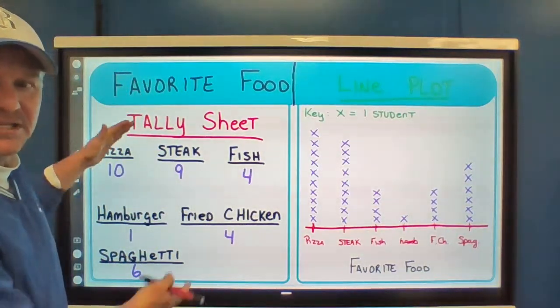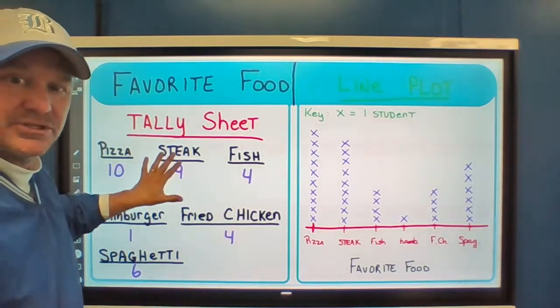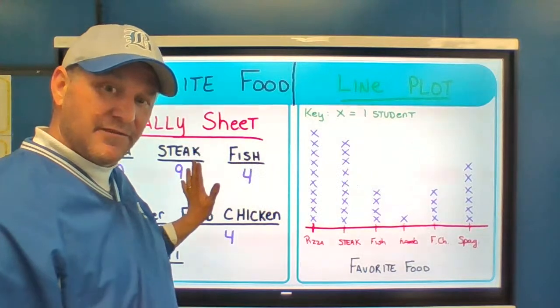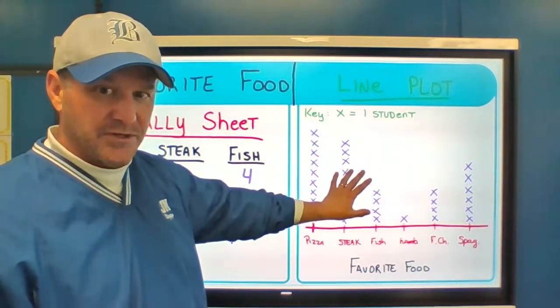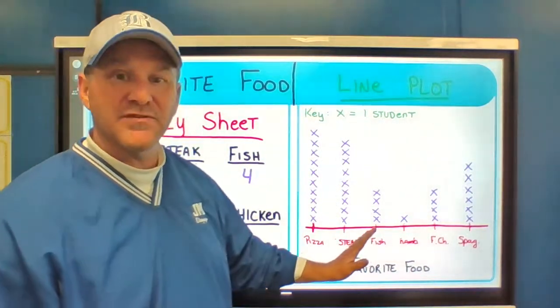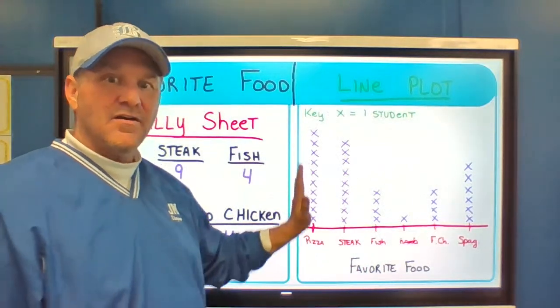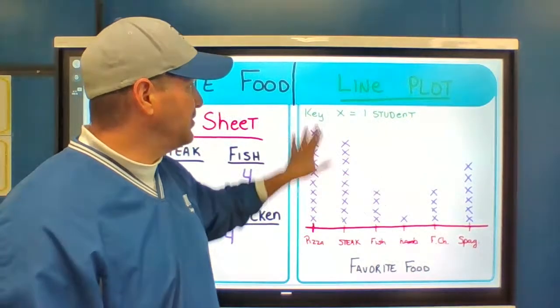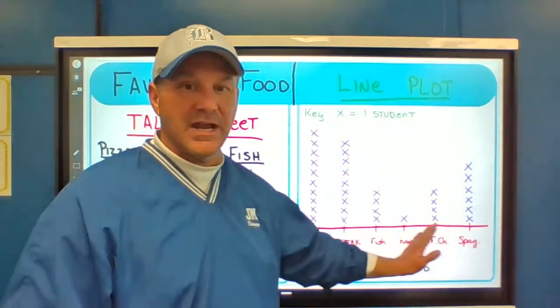So if you take a look at this, definitely want to make sure that you're doing your tally correctly. You want to make sure that you're transferring that information from your tally over to your line plot, and that your line plot is very neat, vertically straight, horizontally even, and that you have your key, your title, and all your categories at the bottom.